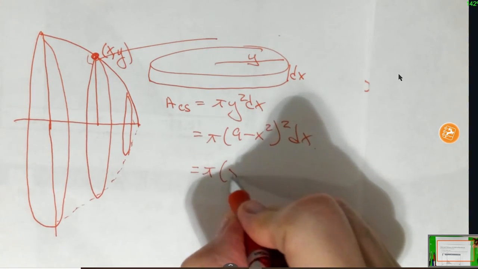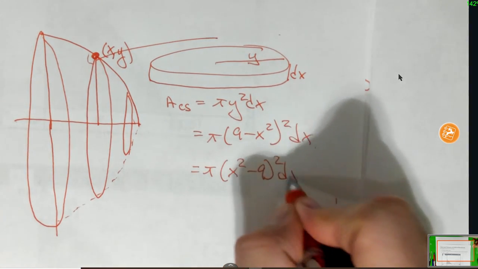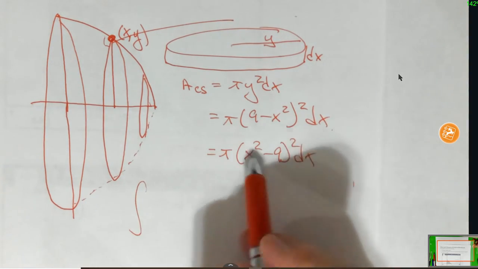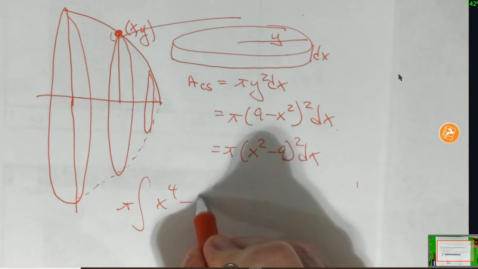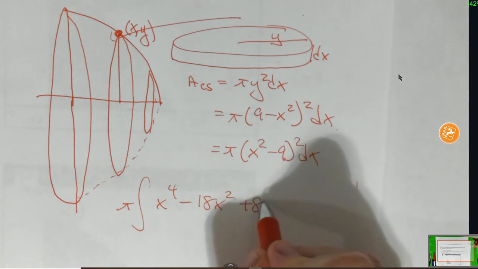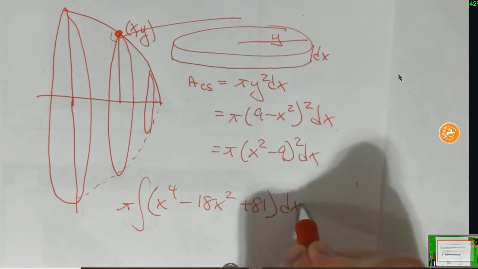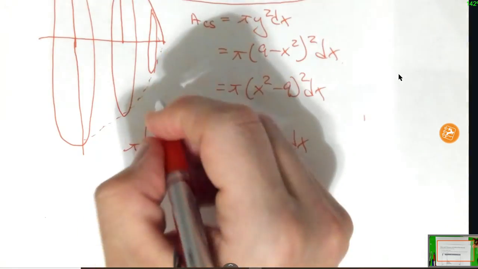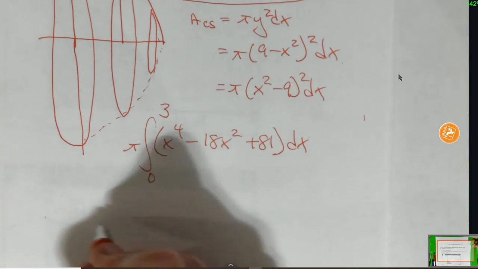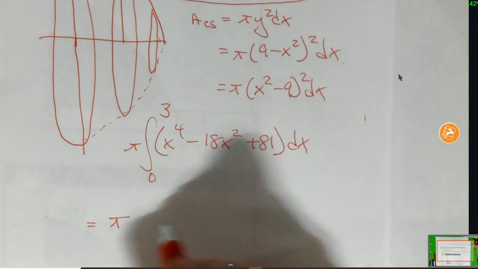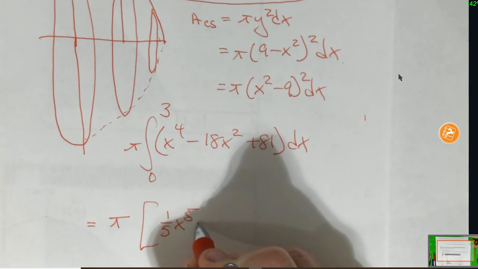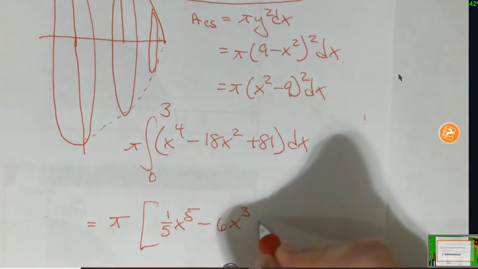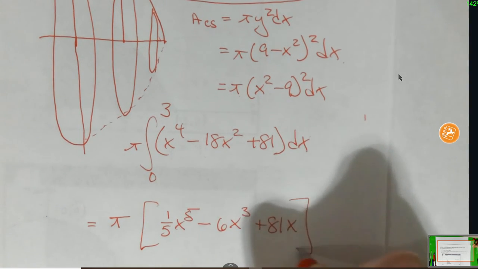Okay, which is pi times x squared minus 9 squared in x. But when I write this, look, I can't integrate this the way it is. So what I'm going to do is multiply that out. That's x to the 4th minus 18x squared plus 81 dx. We're going to go from 0 to 3. So this is pi times 1/5 x to the 5th minus 6x cubed plus 81x from 0 to 3.